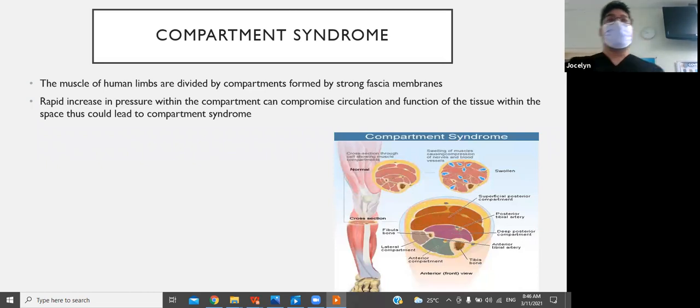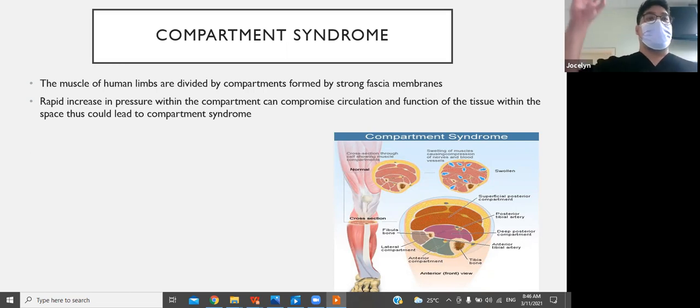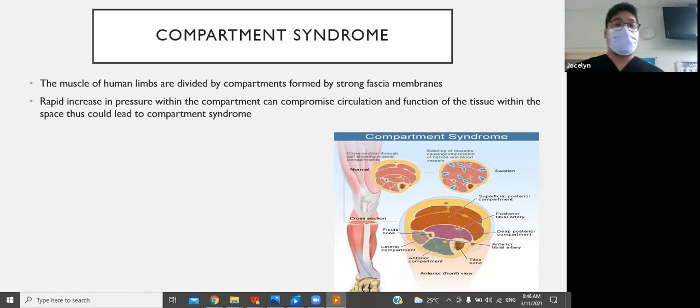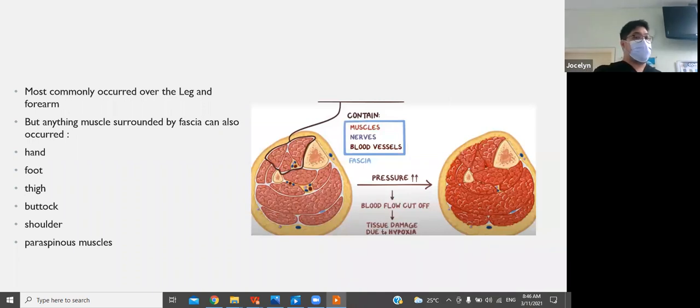So I mentioned before, we have reperfusion syndrome, the release of oxygen radicals will subsequently destroy all the muscle and also cause compartment syndrome. Okay, now I will talk about compartment syndrome. It's very simple. Our human limbs are divided into compartments by strong fascia membrane. You have to remember that fascia is not elastic, okay? So a rapid increase of pressure within the compartment can compromise the circulation and function of the tissue within the space, okay? Most commonly over the leg and forearm, but anything that has fascia also can: hand, foot, thigh, buttocks, and shoulder.